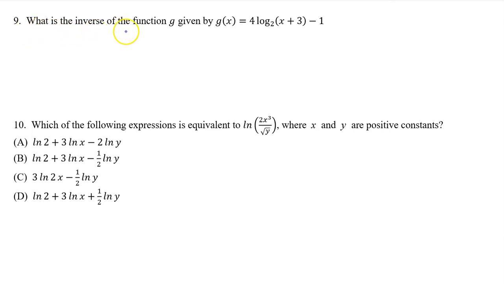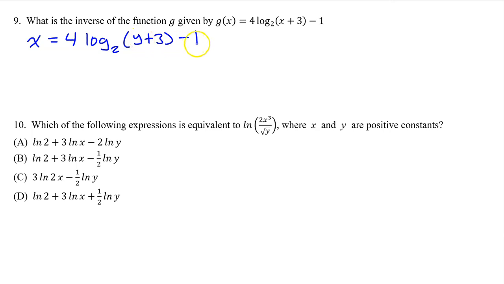Number 9. What is the inverse of the function g given by g of x equals 4 log base 2 of x plus 3 minus 1? To find the inverse, you switch x and y and then solve for y. So let's put x out here in the front. X equals 4 log base 2 of y plus 3 minus 1. Once we have solved for y, that will be the inverse function.